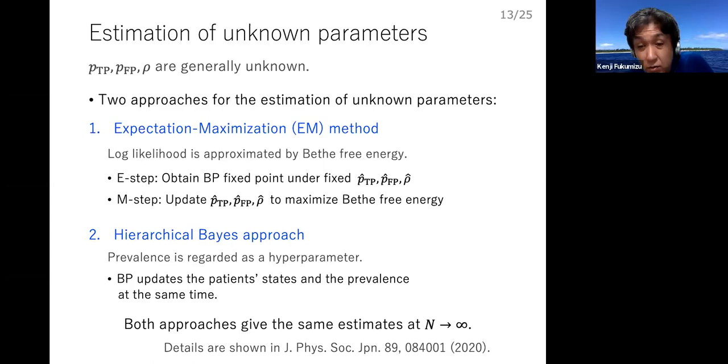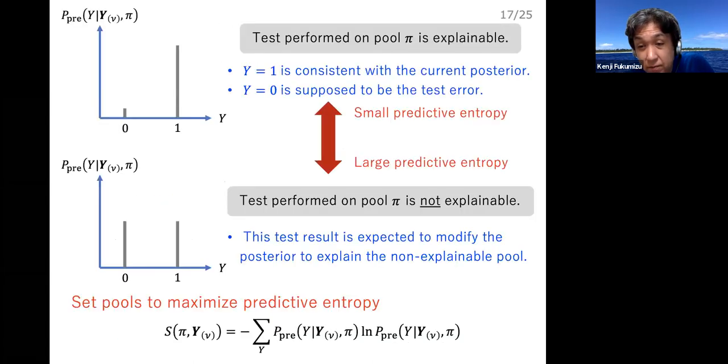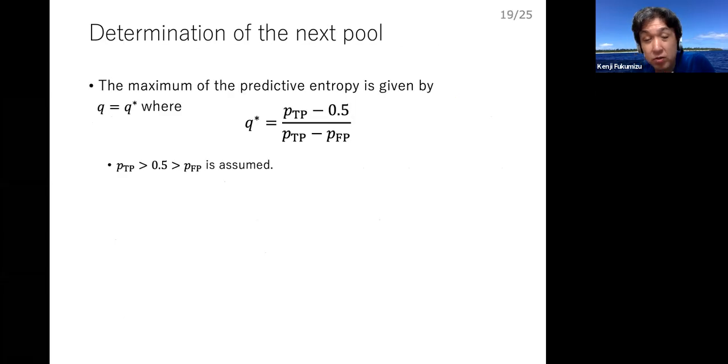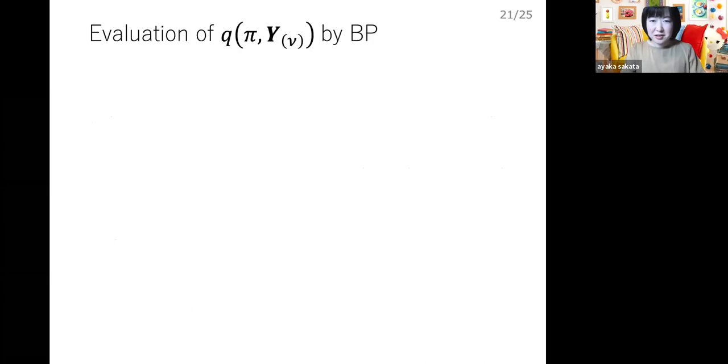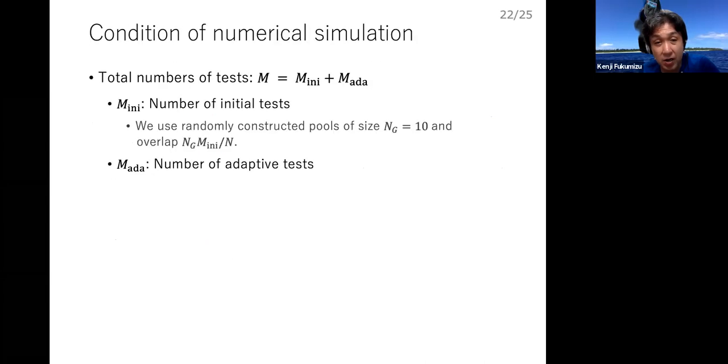Okay, thank you. The next one is also mine. In the last part on the active pooling design, you showed only the result for the pool size of 1 or 2. Is it computationally difficult to apply the method for larger pool sizes?